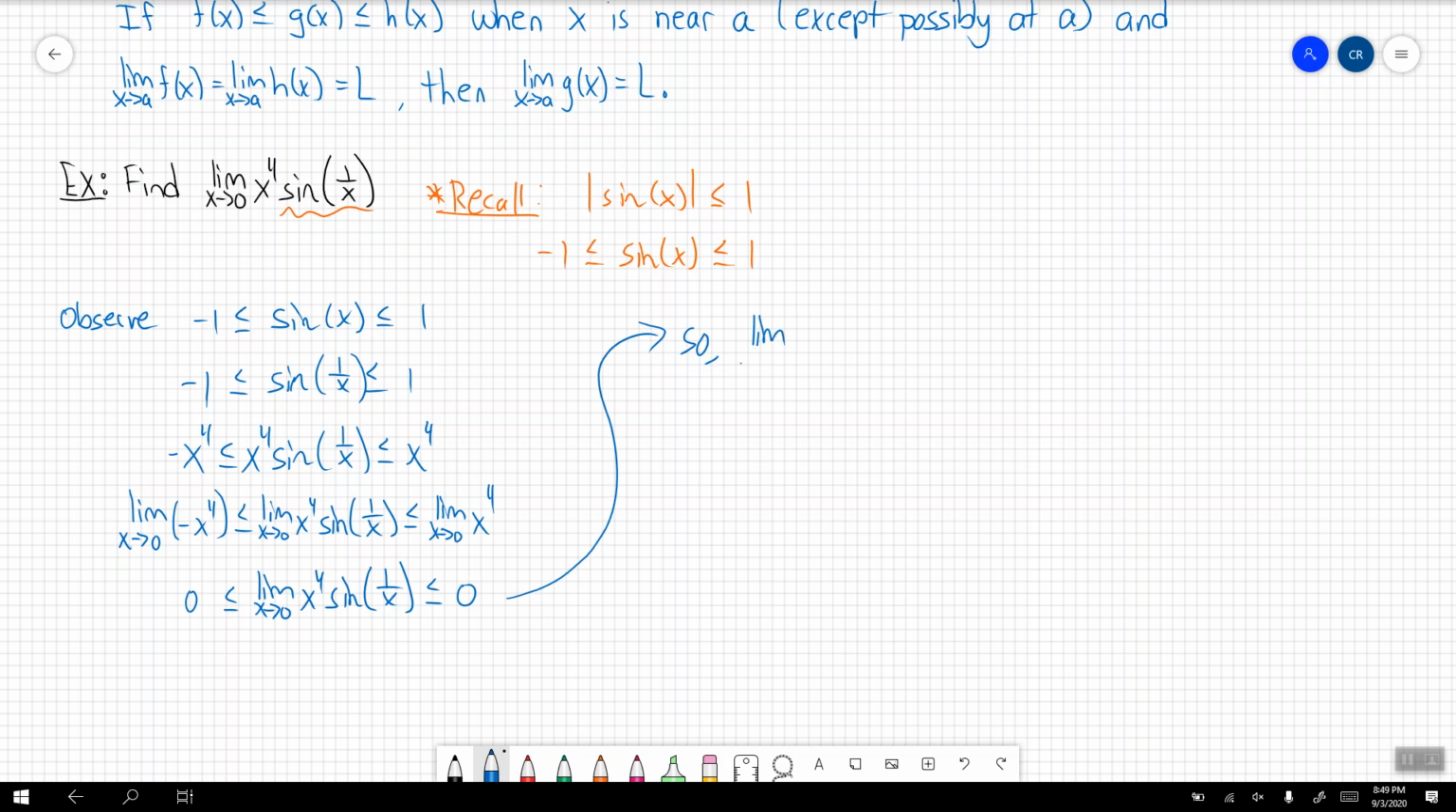Well, by the squeeze theorem, we managed to squeeze this function to arrive at the conclusion that this limit evaluates to just be 0. Let's go ahead and look at this on GeoGebra and see what we did here. Okay, so follow me along.